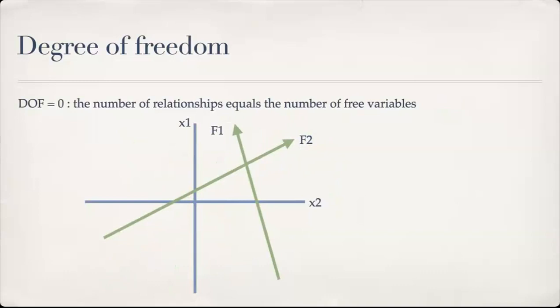That means the number of relationships equals the number of free variables. We have two free variables, x1 and x2, and we have two relationships, F1 and F2. And yeah, it already defines the solution.